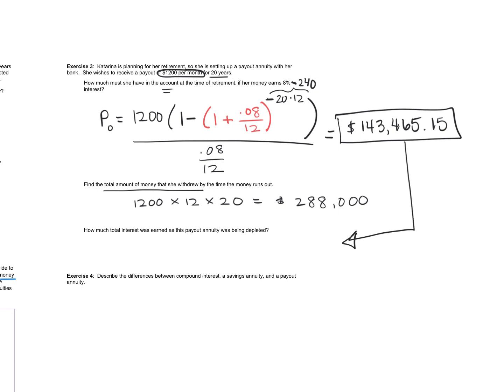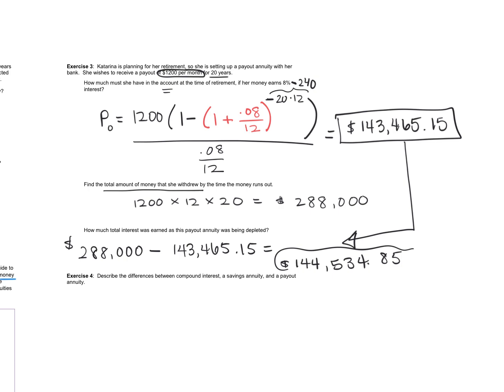So to find the total interest, all we have to do is take out that amount she started with from what she was actually paid. And when we subtract that, we end up getting $144,534.85 in interest. That's awesome.